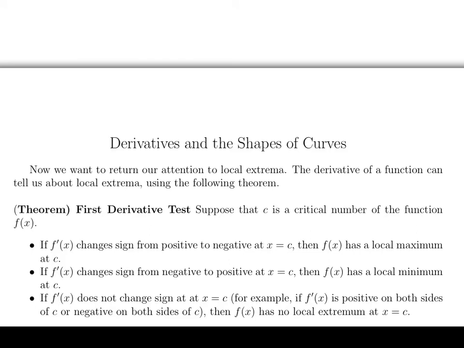Now it can also happen that the derivative does not change sign at c. So it could happen that the derivative is positive on both sides or it's negative on both sides. And if that happens, then f of x will have no local extremum at that point. The picture that you should have in mind for this third case is things like y equals x cubed. You have a critical number, but it's increasing on one side and increasing on the other, so you know that there's not going to be a local extremum at that point.